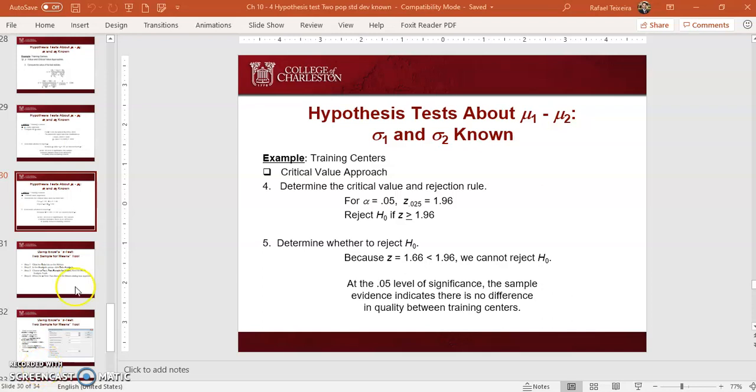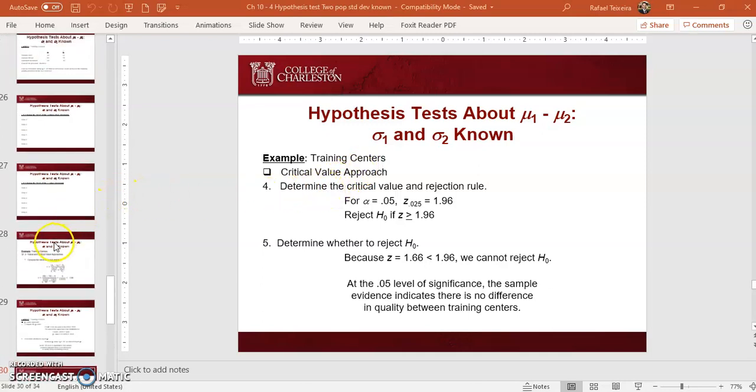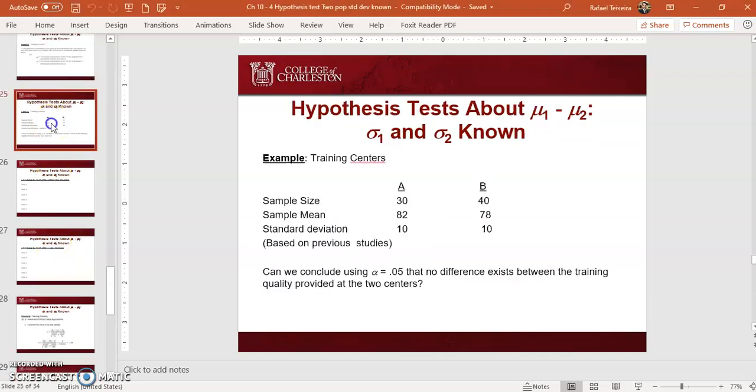Hi, this video is to talk about hypothesis test about the difference between two population means when you know the population standard deviation and you have the raw data in Excel. Okay, so this is the same problem we have been working in the previous videos. So let me show you the problem here.